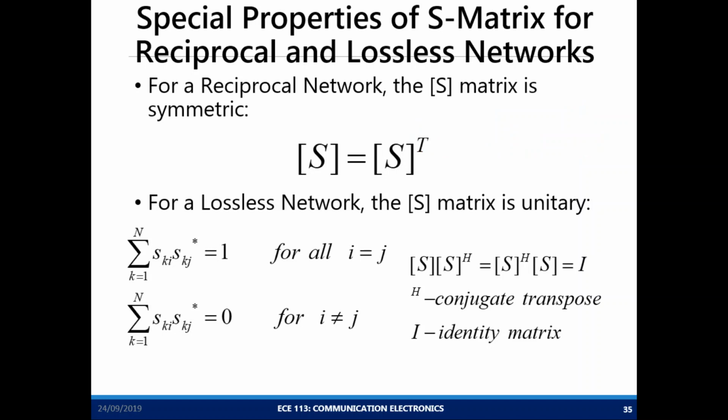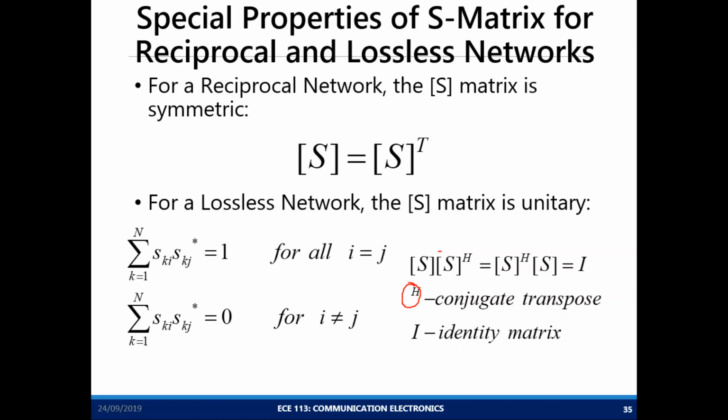Now, for a lossless network, basically it satisfies this. S multiplied by the Hermitian of S is equal to your I matrix, which is the identity matrix. It just means that it's a diagonal matrix with all the diagonals equal to 1. Okay? For a lossless network, you satisfy this equation. H here pertains to the Hermitian of S, or the conjugate transpose. You transpose the matrix and you complement each of the terms.